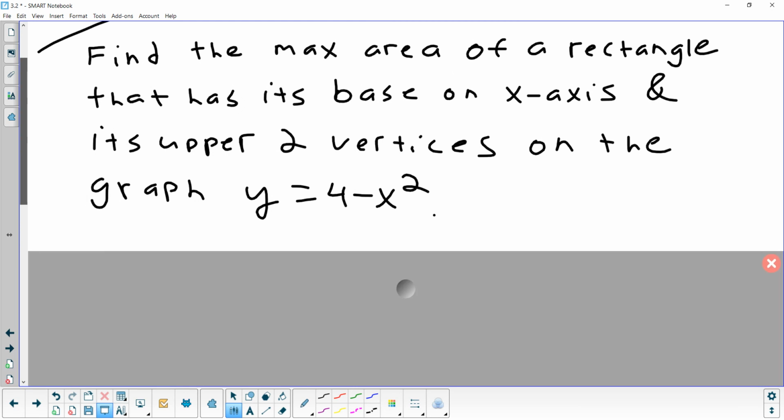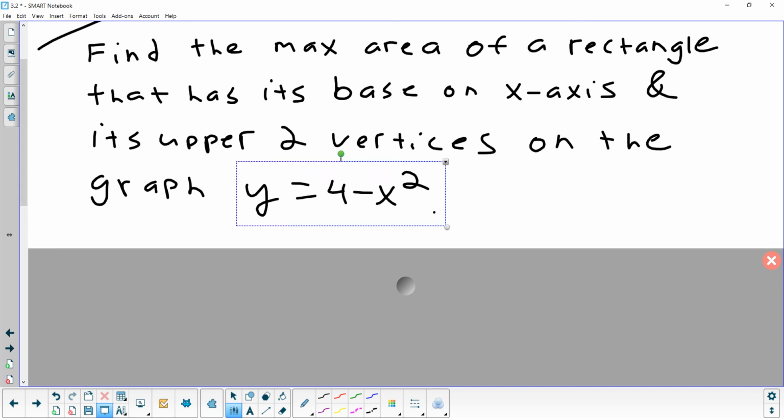I think the easiest way to do this is going to be to make a sketch, because that's kind of hard to visualize. So find the maximum area of a rectangle that has its base on the x-axis and the upper two vertices on the graph y equals 4 minus x squared. So this is going to be an upside down parabola, because we know it's down, down. Right? It's going to look something like this.